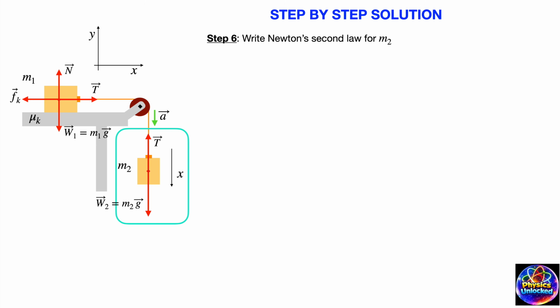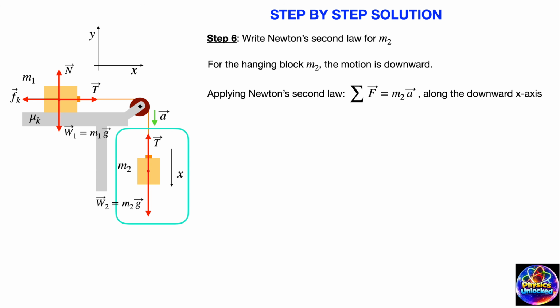We write down Newton's second law for M2 in this case. The M2 is the hanging block, so the motion we expect to be downward. And applying Newton's second law, we have that the sum of all the forces must be equal to m2 times the acceleration, in this case along the downward x-axis. Because the x-axis has moved from being horizontal to vertical because of the pulley, because the rope changed direction, as I said before.